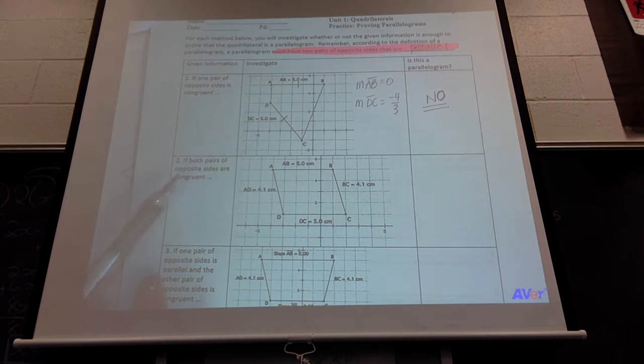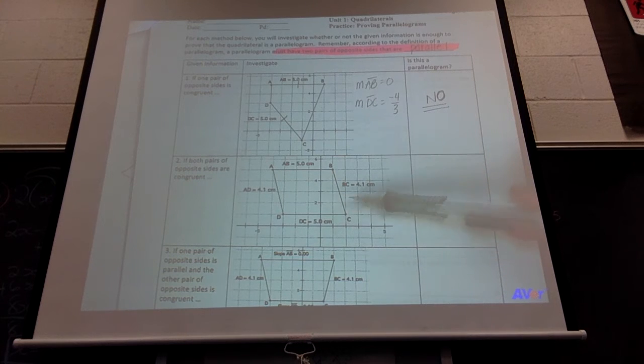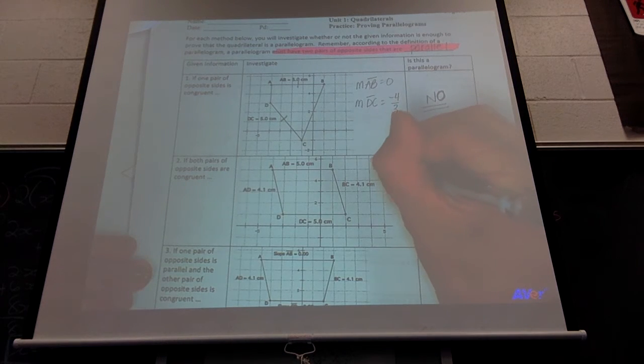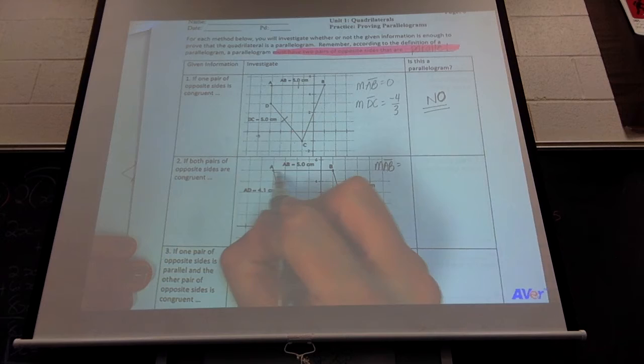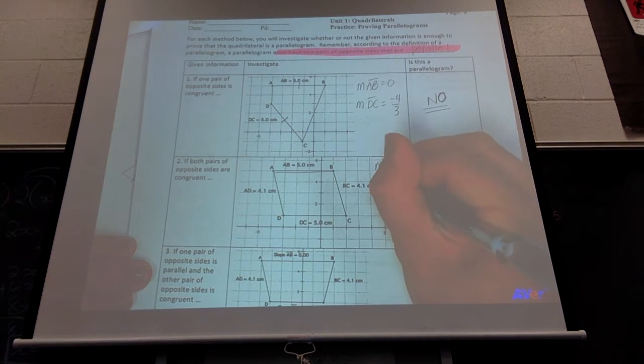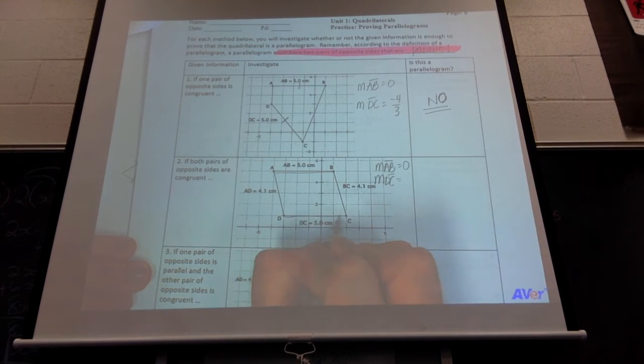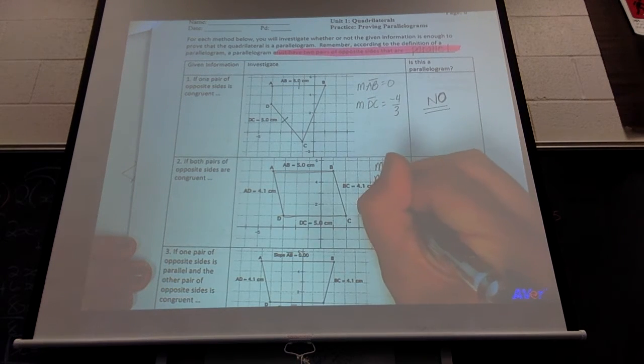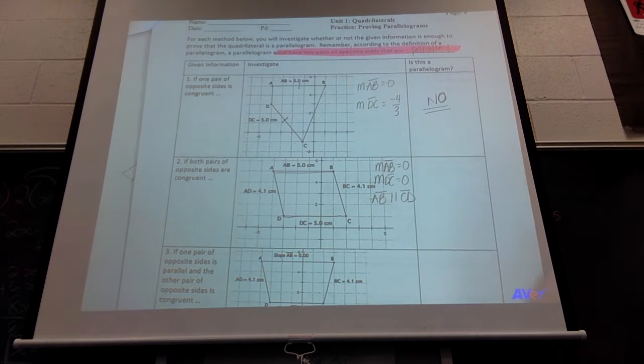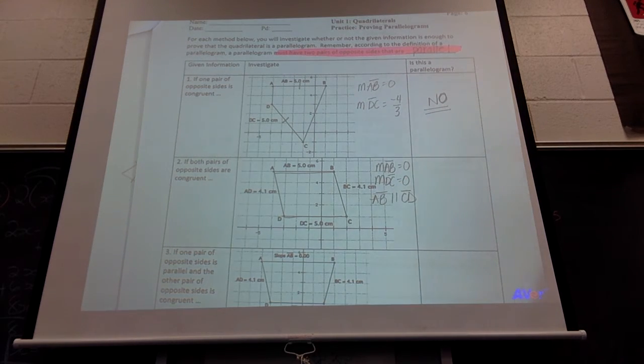Let's look at the second one together. So here we have a quadrilateral, 4 sides, and both pairs of opposite sides are congruent. Last time it was just 1. This time we have both pairs congruent. So we want to know, is this enough to show that I have a parallelogram? Well, according to our definition, if both pairs of opposite sides are parallel, then I do have a parallelogram. So I need to find the slope of AB. That's a horizontal line. That slope is 0. The slope of segment DC, that's a horizontal line. That slope is 0. So segment AB is parallel to segment CD. That's 1 pair of opposite sides that are parallel. I need to have 2 pairs of opposite sides that are parallel to have a parallelogram.